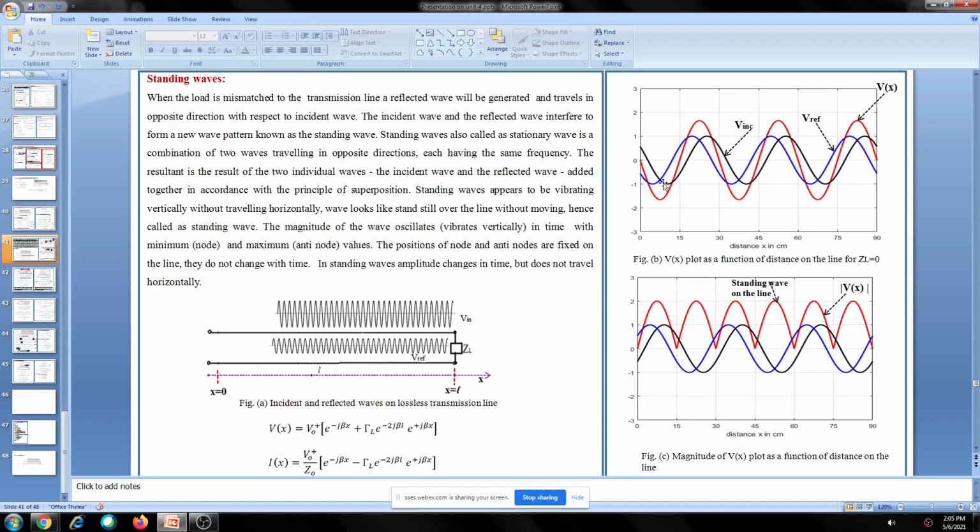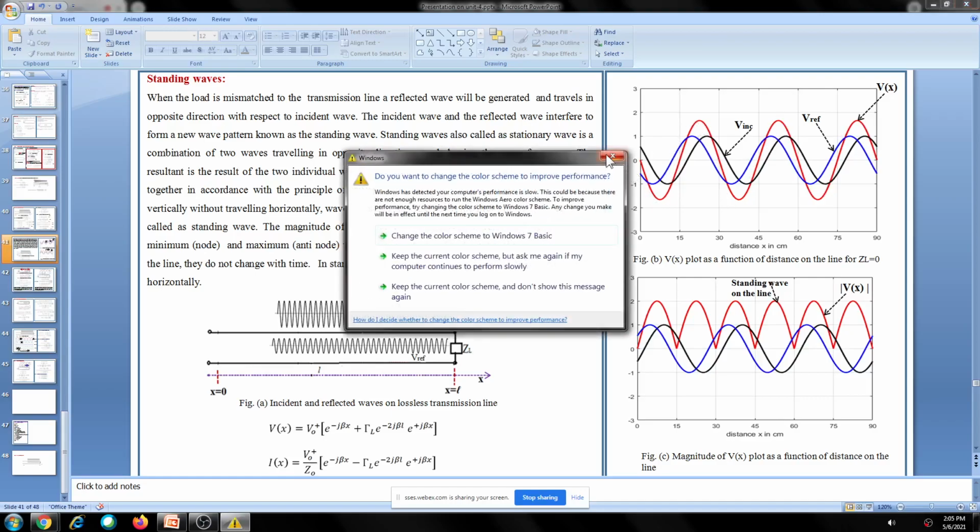Now if you plot the magnitude of this red one, that is, the voltage over a transmission line, the resultant is the addition of the reflected and incident waves, the red one. As we can see here, the voltage is 0 here, increases, reaches a maximum value, and decreases, becomes minimum here, and goes in the negative direction. It takes a variation like this. This is the addition of the two waves.